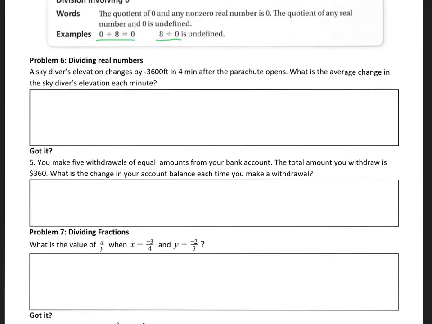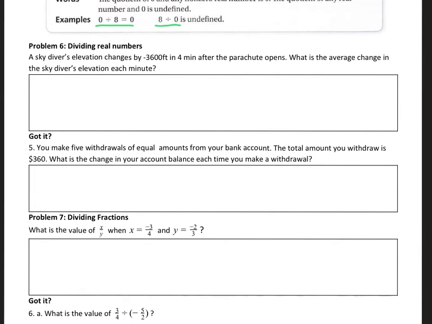So problem 6, a skydiver's elevation changes by negative 3,600 feet because he's falling in 4 minutes after his parachute opens, or her parachute opens, all right? What is the average change in the elevation each minute? So this is just a simple rate problem, all right? So we're finding the rate he, or she, is falling.